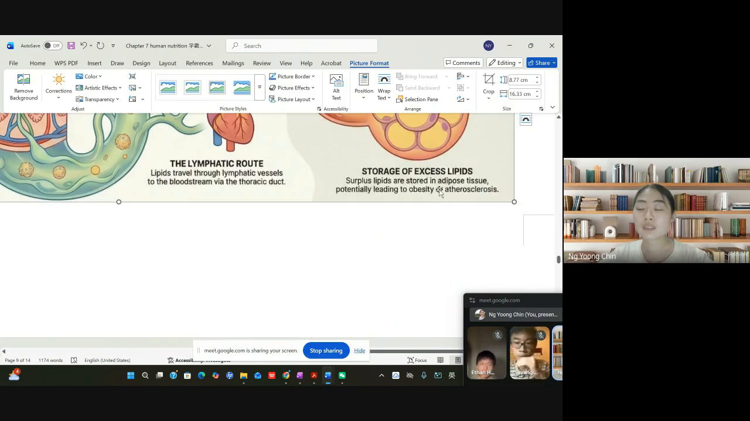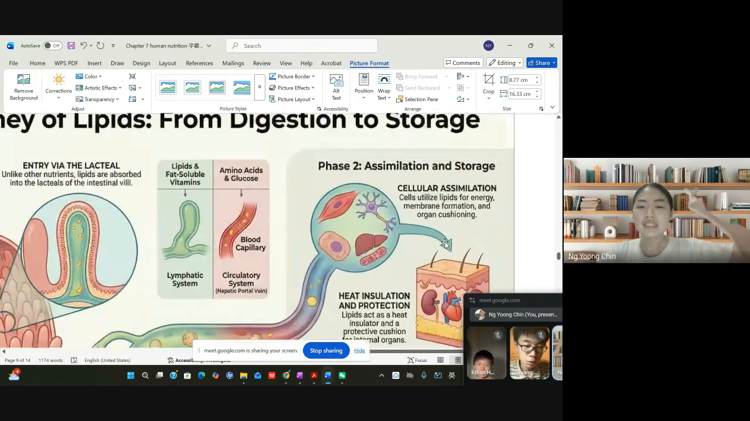That's why people become fat and have obesity or arteriosclerosis. Arteriosclerosis is due to what? Due to plaque or cholesterol building up in the wall and lumen of your artery. Okay, that's all for today.